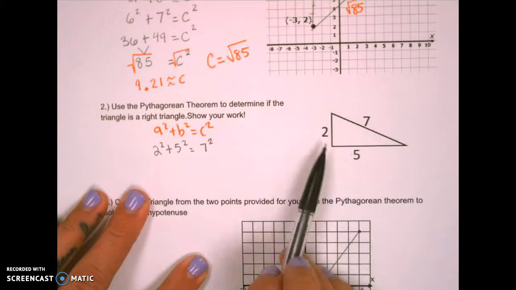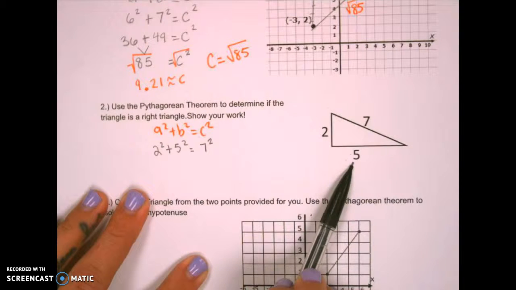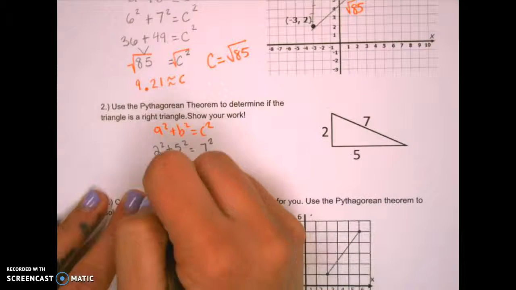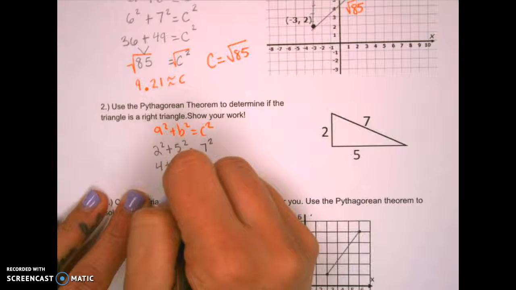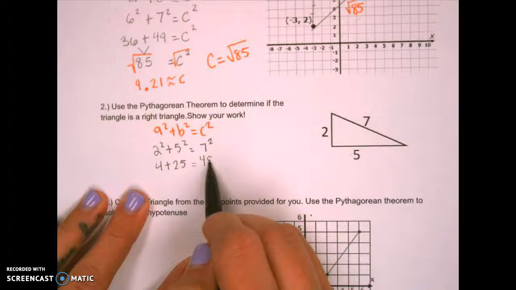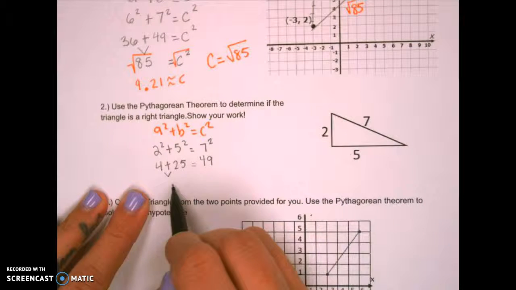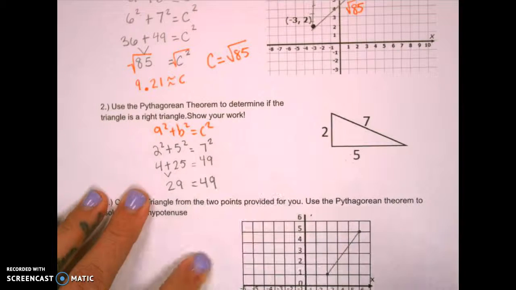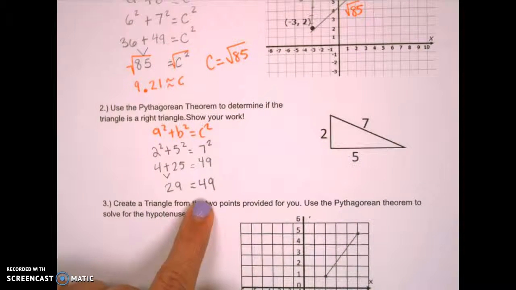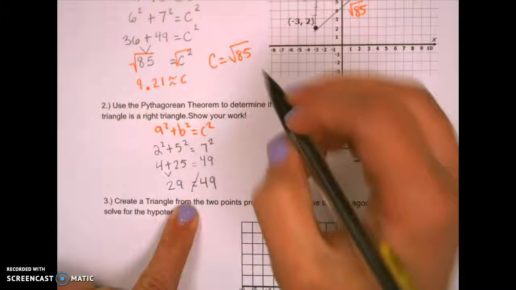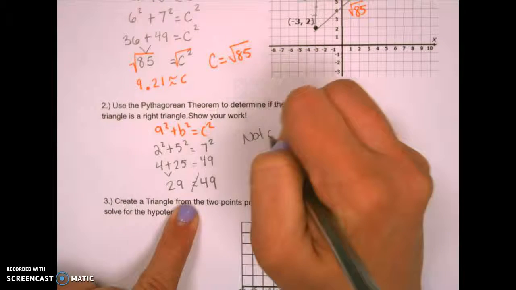Okay, I basically took my two legs, and I'm going to add them together and see if I can get the hypotenuse. 2 squared is 4, 5 squared is 25, 7 squared is 49. If I add those two together, I get 29 equals 49. Now, does 29 equal 49? Are those the same numbers? No, they are not. So, I know that this is not a right triangle.